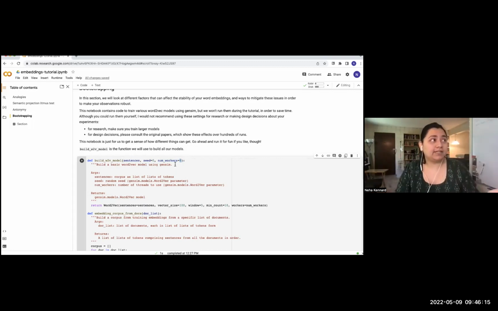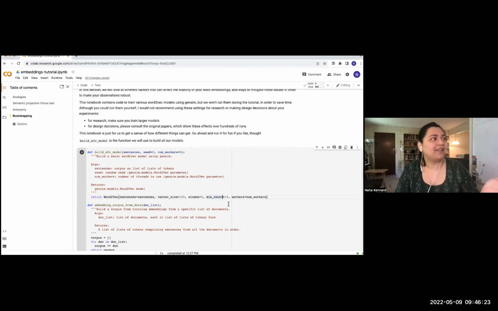But if you do decide that you want it deterministic, then set the random seed, which is not set here. Awesome. Good job, Neha. But you can send it in as a parameter to this word2vec constructor. Setting the random seed will give you different random runs of the same training.